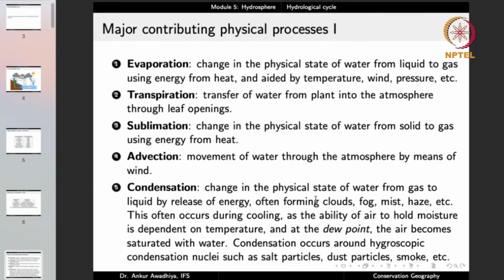So let us now have a look at the major contributing physical processes. We have evaporation, which is change in the physical state of water from liquid to gas, using energy from heat aided by temperature, wind, pressure differences, and so on. So evaporation is the conversion of water from liquid to gas. Now, when water has to convert from liquid to gas, it requires energy, which is the latent heat of evaporation or the latent heat of boiling.